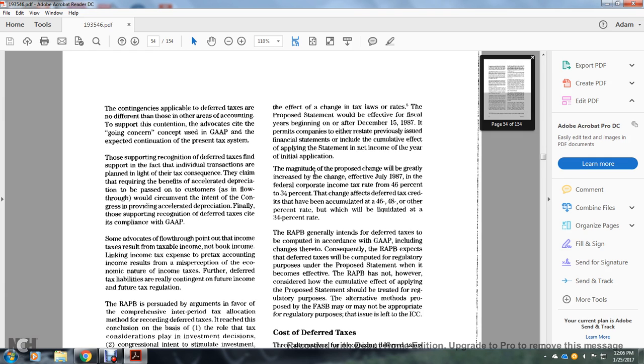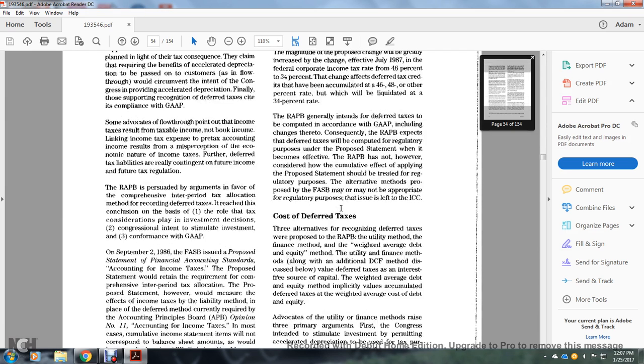The magnitude of the proposed change is greatly increased by the change effective July 1987 in the federal corporate income tax rate from 46% to 34%. The effect is that deferred tax credits that have been accumulated at 46%, 48% or other percent rates will be liquidated at 34%.